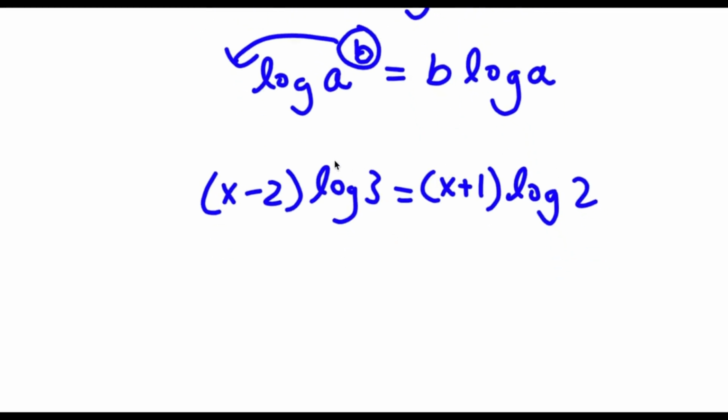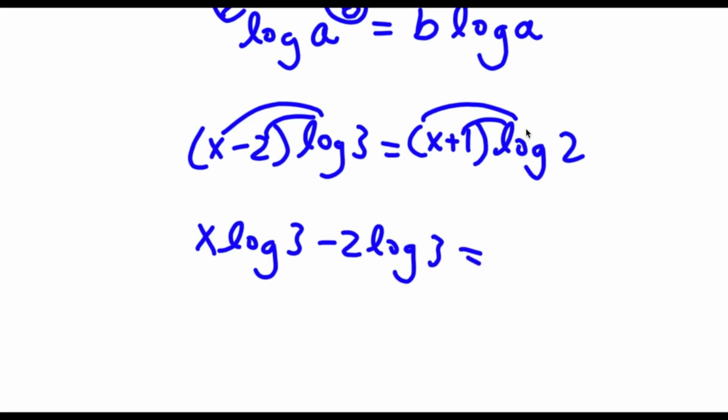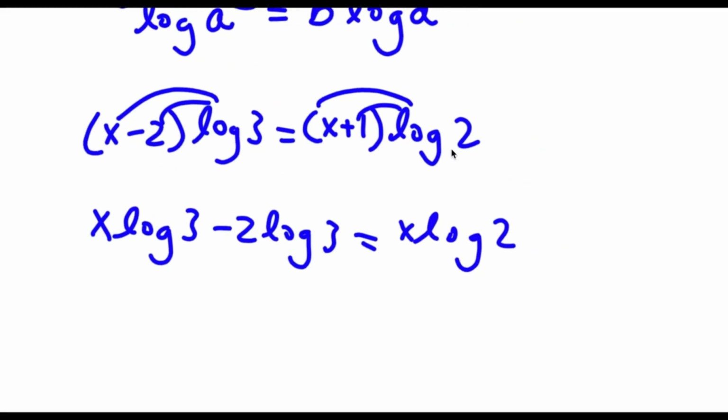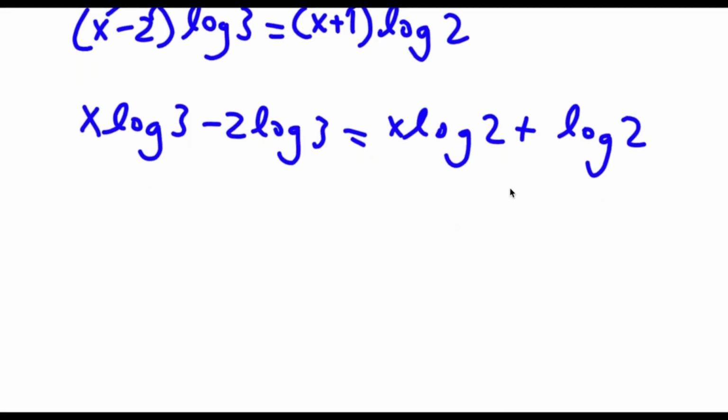Now for both of these, if I distribute log 3 and log 2, well, first off, let's start with (x minus 2) times log 3. x times log 3 is simply x log 3, and negative 2 times log 3 is negative 2 log 3. This is equal to x times log 2 is x log 2, and 1 times log 2 is simply just log 2. So now I have x log 3 minus 2 log 3 is equal to x log 2 plus log 2.